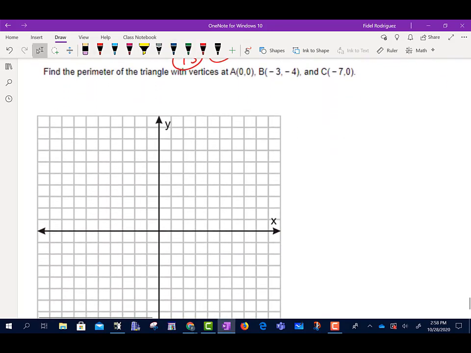So the next problem here says, find the perimeter of a triangle with vertices at 0, 0. So here's my point, 0, 0. Then -3, 1, 2, 3, and -4, 1, 2, 3, 4, right over here. And -7, 0. 1, 2, 3, 4, 5, 6, 7. So we're trying to find this perimeter here.